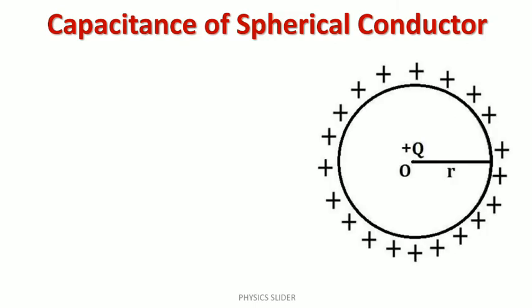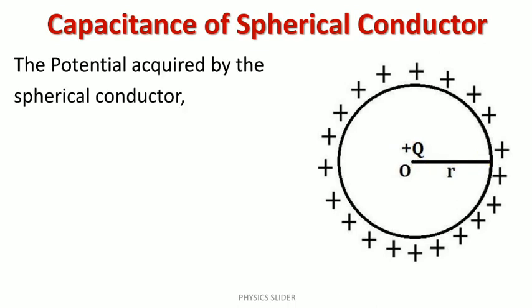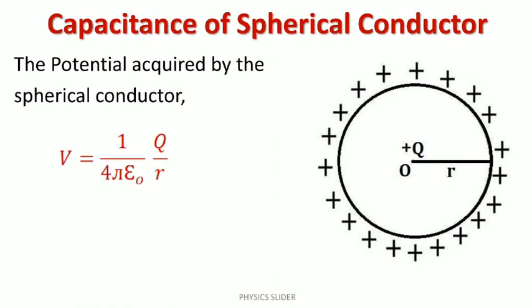Let us consider a spherical conductor. A positive charge Q is provided to that conductor. The radius of the conductor is R. So, the potential acquired by the spherical conductor will be V is equal to 1 upon 4 pi epsilon naught, Q upon R. This is the expression for the potential that we have already derived in the previous modules.